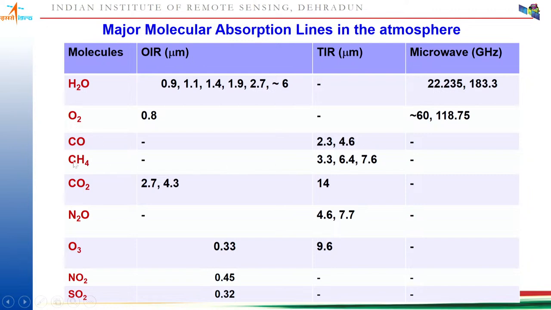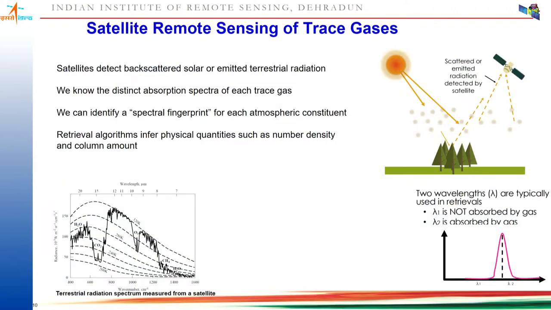Carbon monoxide, methane, carbon dioxide, all these have absorption in the infrared domain. Nitrous oxide, tropospheric ozone, NO2, sulfur dioxide, SO2. All these have specific absorption lines, absorption bands in the atmosphere.